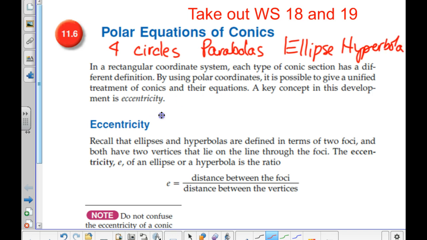Okay, which of those have 2 foci? Okay. An ellipse has 2 foci and a hyperbola has 2 foci. Okay. A parabola only has 1 foci, right?